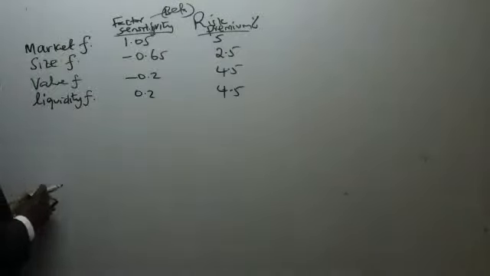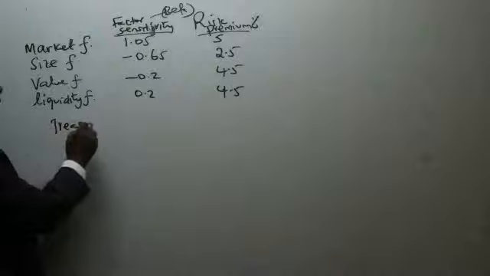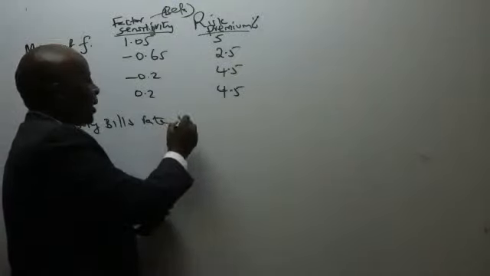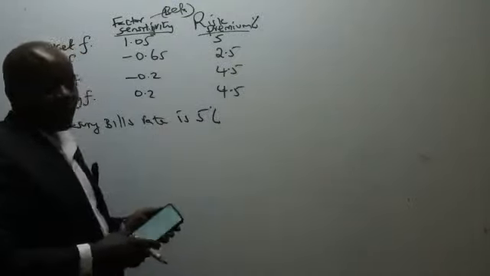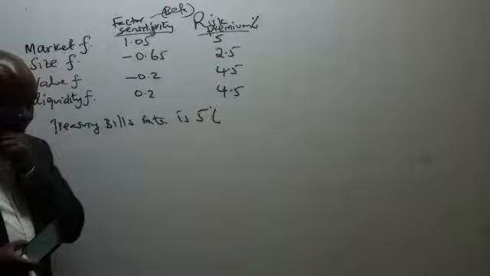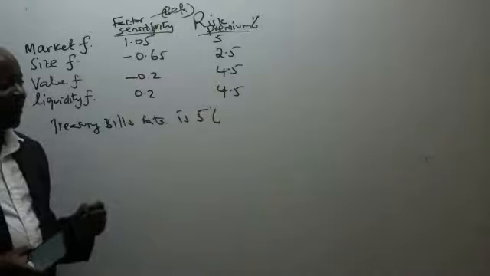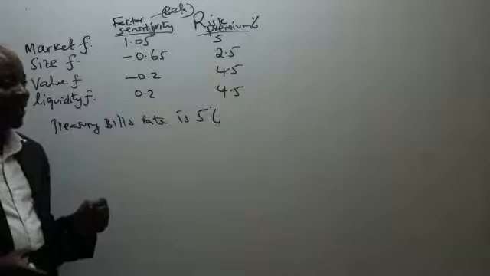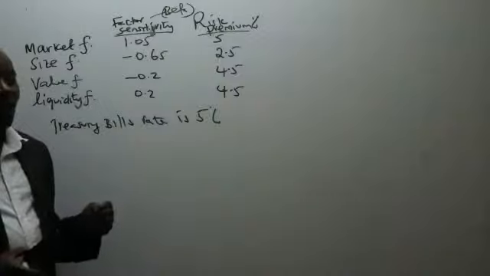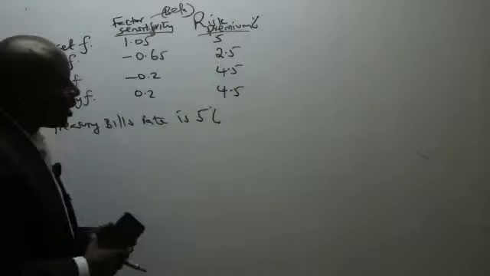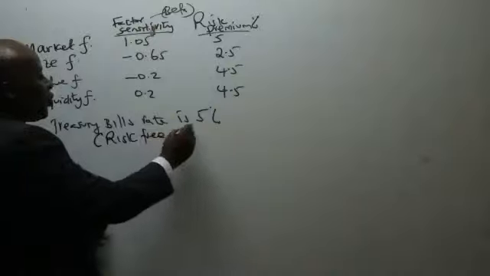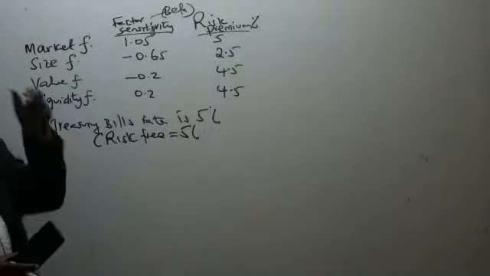The treasury bills rate is 5%. So when you hear them using these words, treasury bills rate, what comes to your mind? What do you know about treasury bills? Yes, they are risk-free. Thank you very much. So in short, the risk-free rate is supposed to be equal to what here? 5%. Thank you very much.